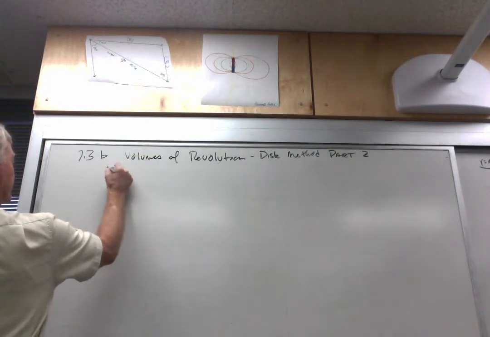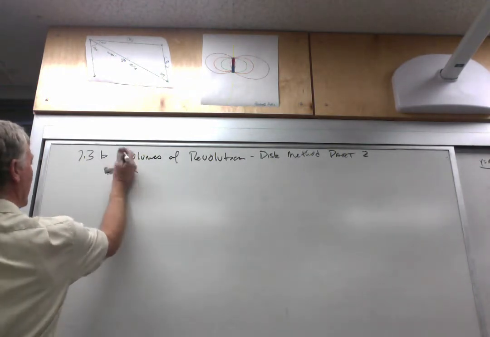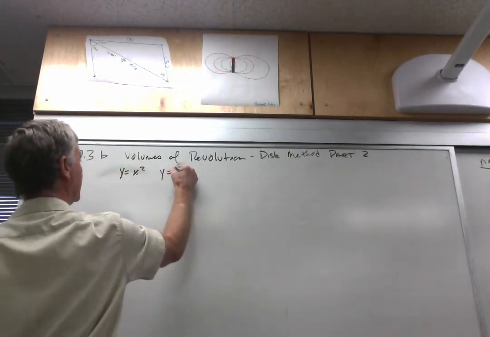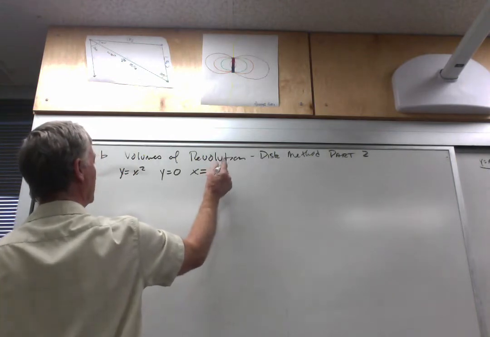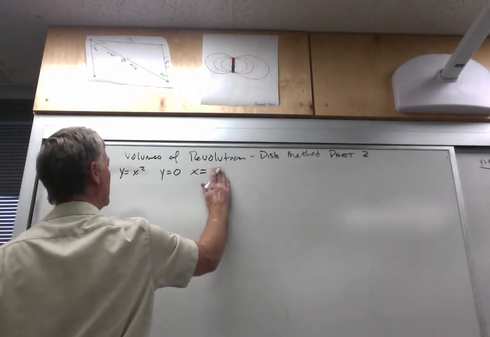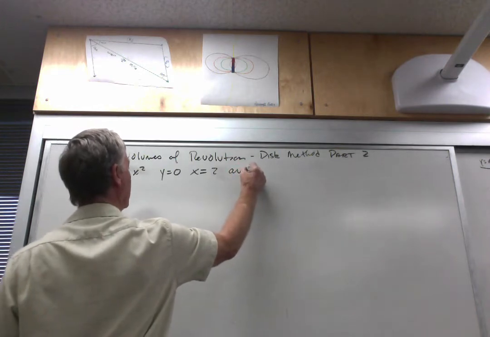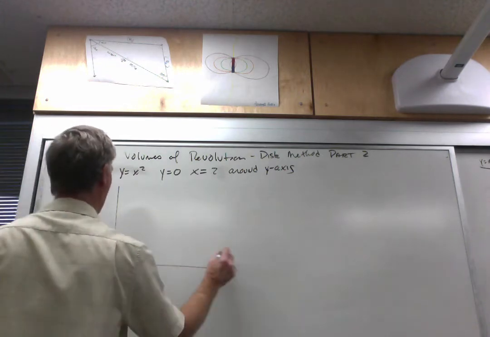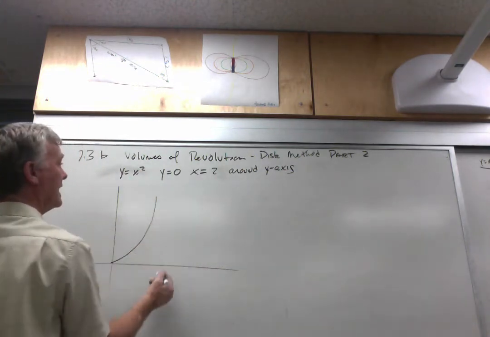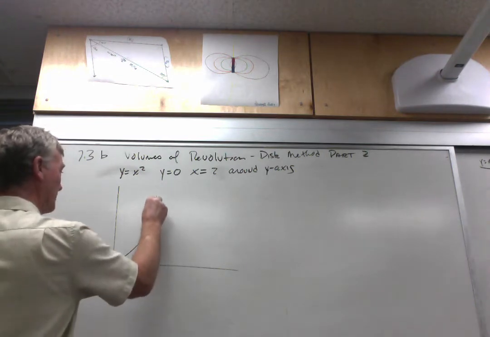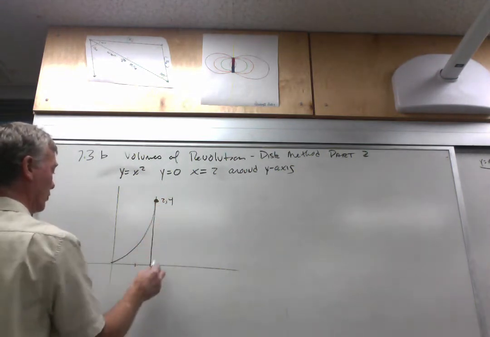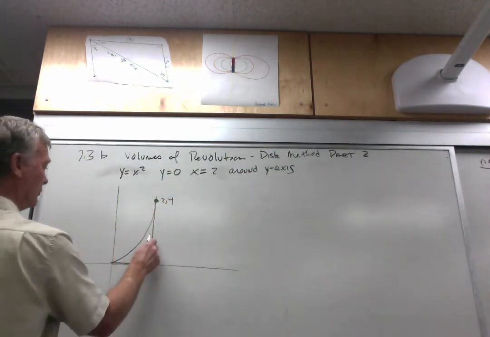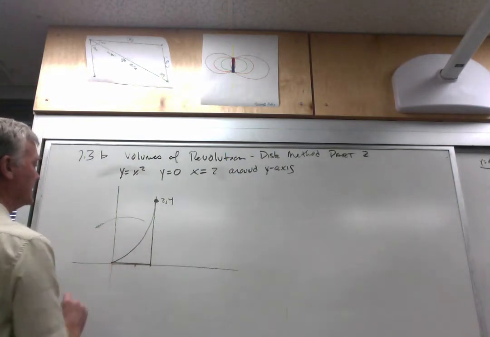But let's just take this problem. Let's say we had f of x is x squared. In fact, I'm going to write it y is equal to x squared, y is equal to 0, x is equal to 2. But we're going to go around the y-axis. If we draw a picture, y equals x squared looks like this. X equals 2 is over here. By the way, this is going to be important. This is 2 comma 4, and that is my y is equal to 0. So there's my boundaries, and we're taking this area, but we're revolving it around the y-axis.